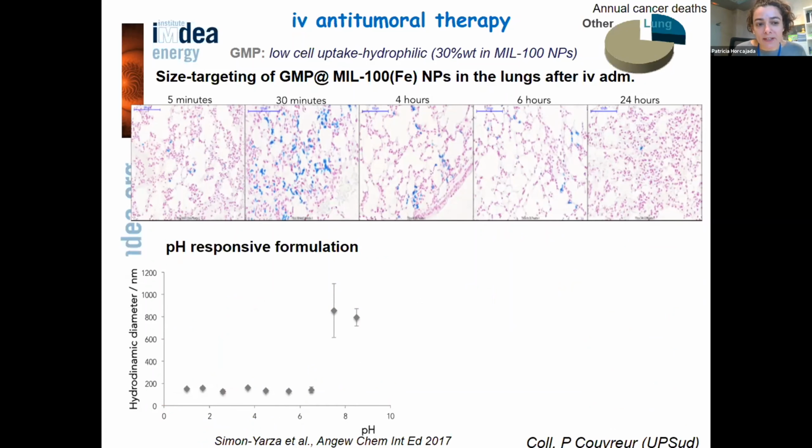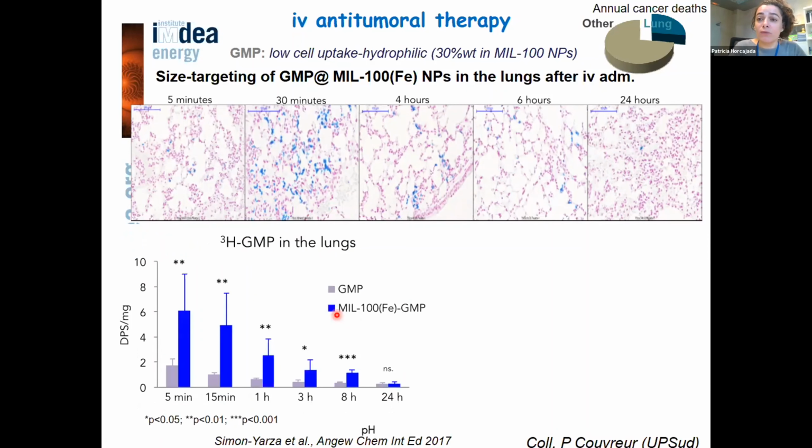You can see here the hydrodynamic diameter of the particles. They are quite colloidally stable under acidic pH, but at the pH of the blood, the nanoparticles aggregate into larger aggregates that will be retained in the small capillaries of the lung. If we also follow the concentration of the gemcitabine monophosphate in the lung, we can see a much higher concentration when the gemcitabine monophosphate is administered inside the nanocarrier when compared with the free gemcitabine.